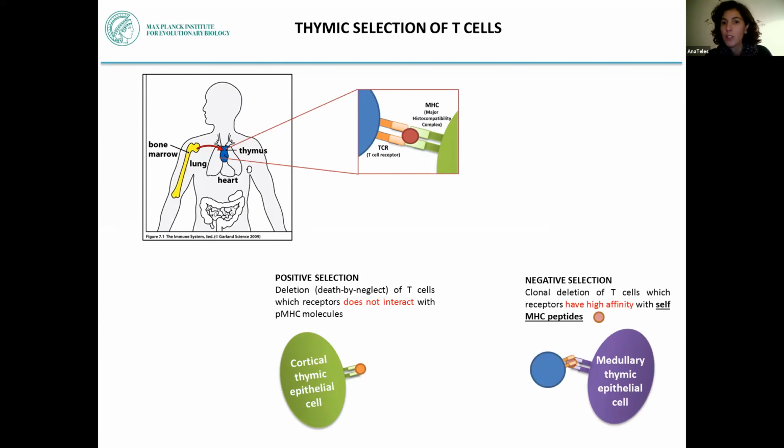and then go to a process of negative selection, in which the cells that bind with a very high affinity to the MHC peptides go through clonal deletion, and only the ones that have an intermediary to low affinity can pass to the periphery. This allows the immune system to differentiate, to be able to protect against autoimmunity.